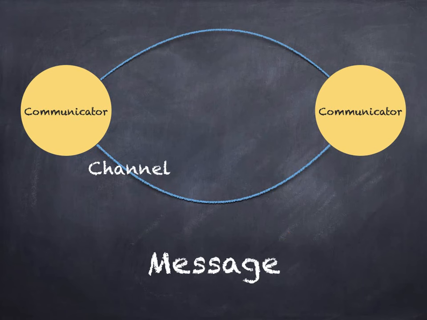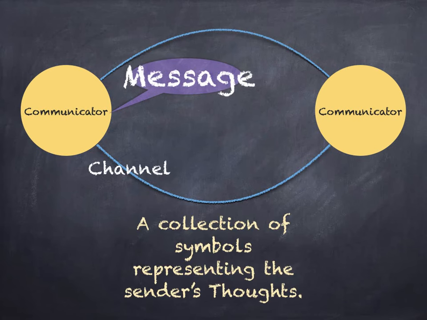The message is actually a very simple idea that has a lot of complexity going on. And it's this. The message is a collection of symbols representing the sender's thoughts. So when you want to send something to another person, if you have something in your brain that you want to share with the other person, the first thing you have to do is take that idea and turn it into a message. And that message is this collection of symbols. Everything that we communicate is simply a symbol. That's all we do. We just share symbols and try to understand the symbols that the other people we're communicating with are using.